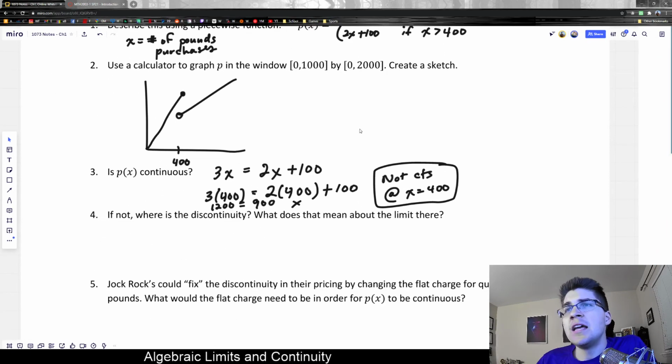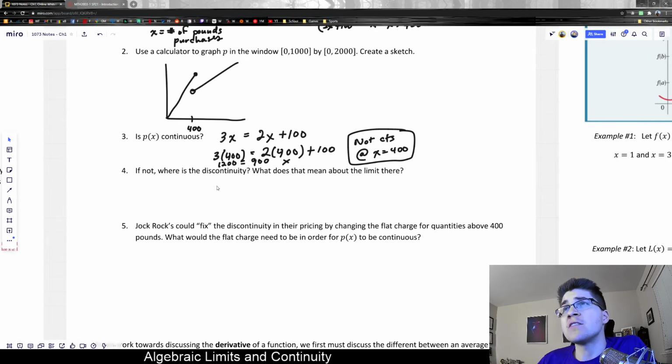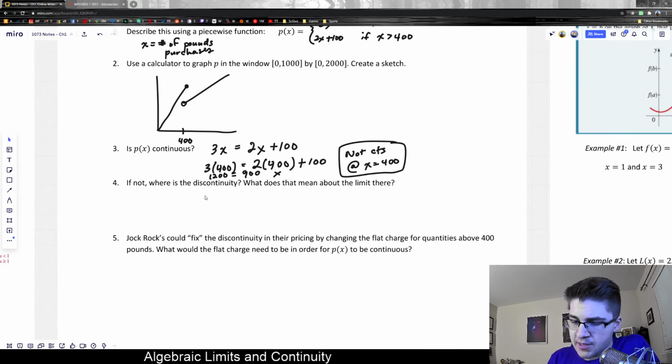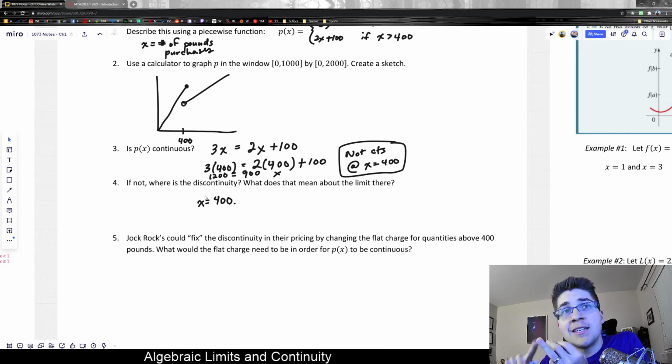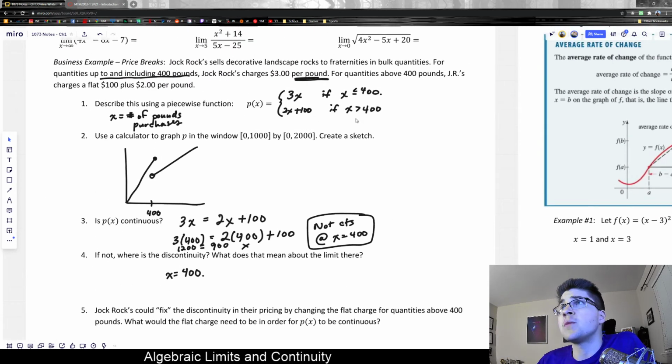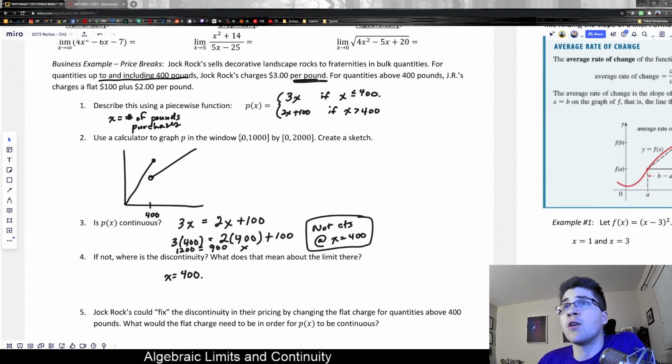Now, the last couple of questions say, if not, where is the discontinuity? It was at x equal to 4, or 400. We already answered that. And also, what does it mean about the limit there? If it is discontinuous, it technically doesn't mean the limit doesn't exist. If it's discontinuous, it means either the limit doesn't exist, or the function is undefined, or the limit does not match the function value. We do know the function is defined at 400 because it says so right here. It's going to be $1,200. We know that for sure.